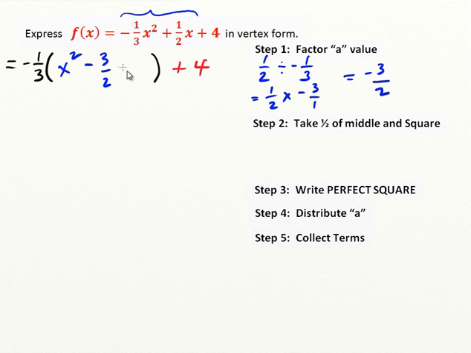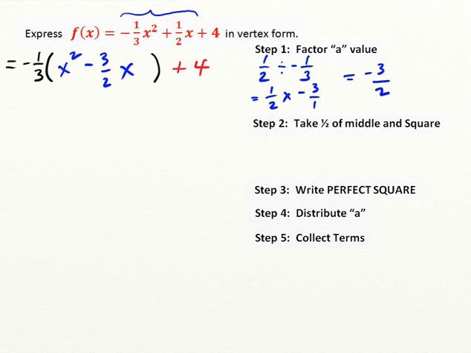And there we have factored out the a value. I can always check my answer, right? As we're going along, I can take negative 1/3 multiplied by x squared, and that gives me negative 1/3 x squared. And I could say negative 1/3 times negative 3/2 x, and I would wind up with positive 1/2 x. So performing these checks as I go along ensures that I'm on the right track.